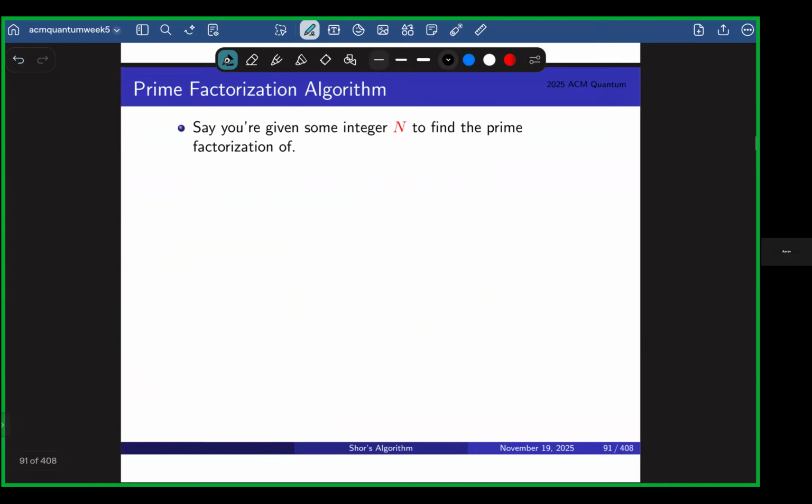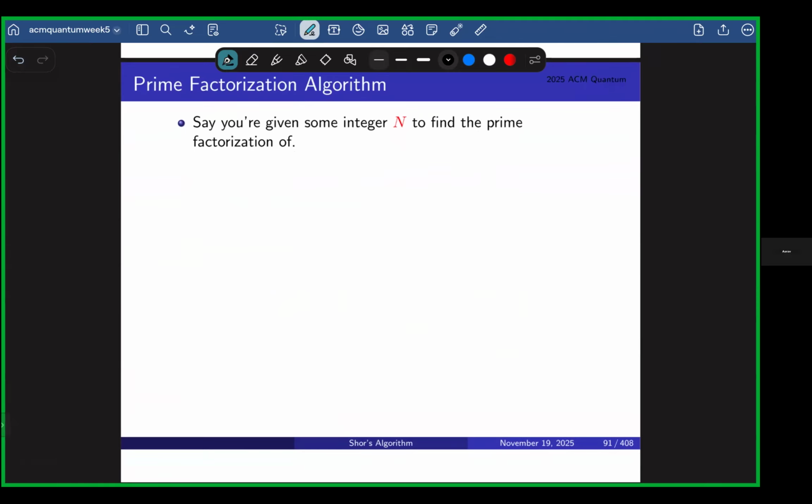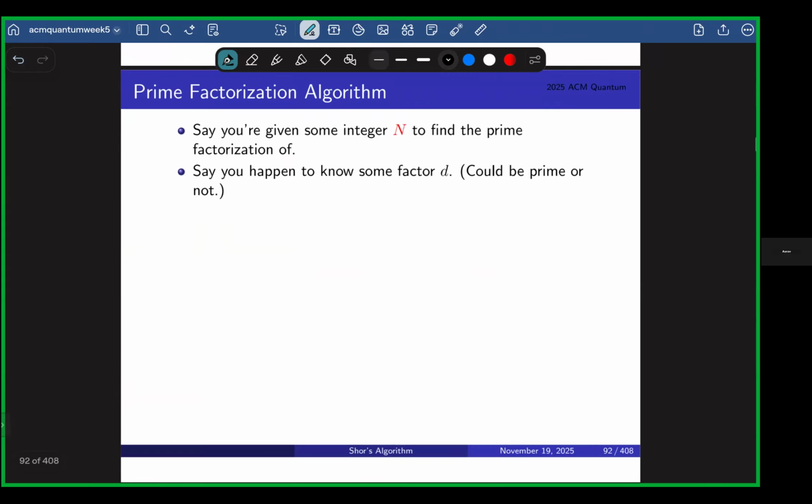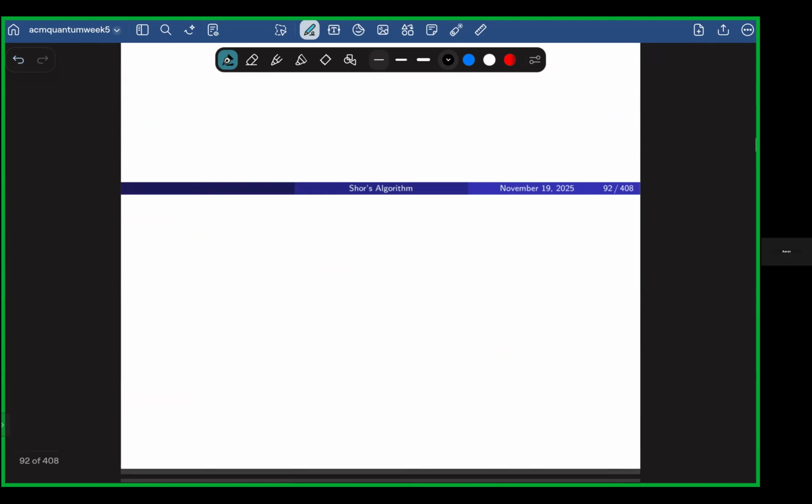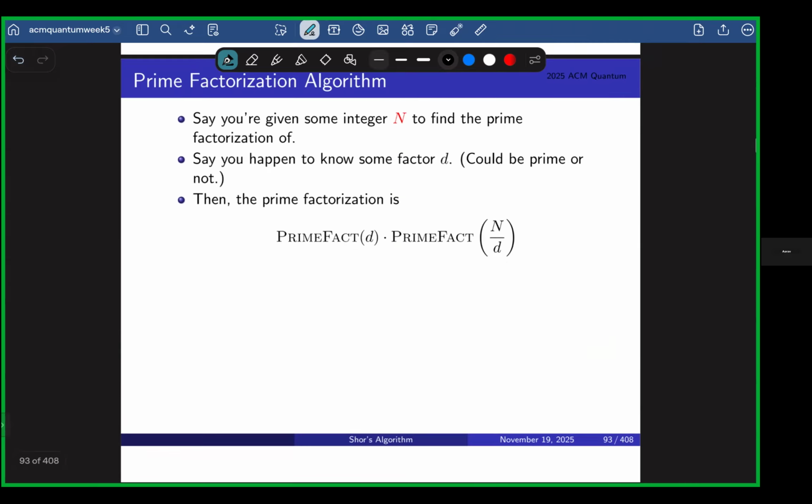Anyway, so the problem is you're given some integer n. It'll always be in red from now on, so that you remember that it's the number we're trying to find the prime factorization of. And say you happen to know some factor d. It could either be prime or not. Then the prime factorization of n is this recursive formula: the prime factorization of the factor d, times the prime factorization of the original number divided by that factor. And here's that in a tree.